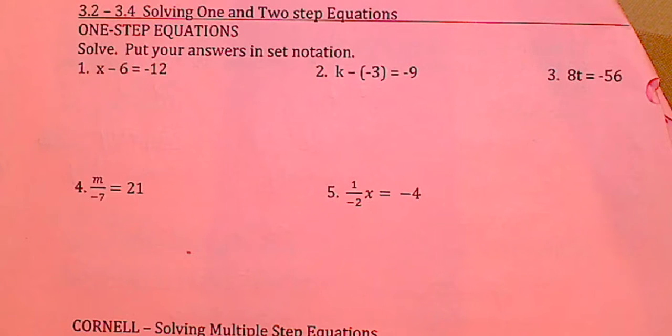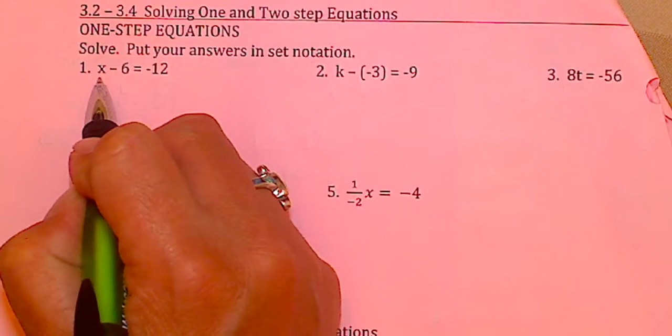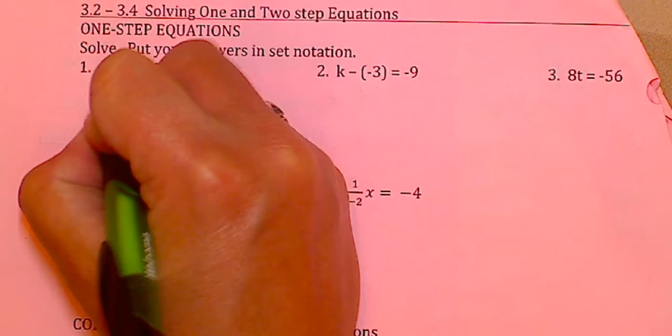So remember, when we're solving an equation, the ultimate goal is to get the variable alone. And to get the variable alone, we're going to undo whatever operations are happening to it. So in the first one, we are subtracting 6 from x. So if we want to get x alone, we're going to do the opposite of that, which would be to add 6 to both sides.